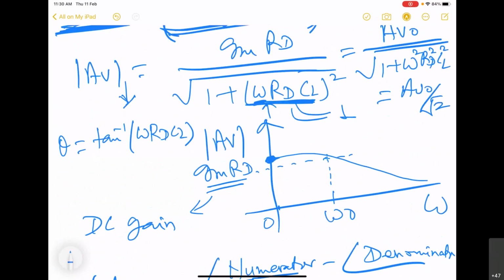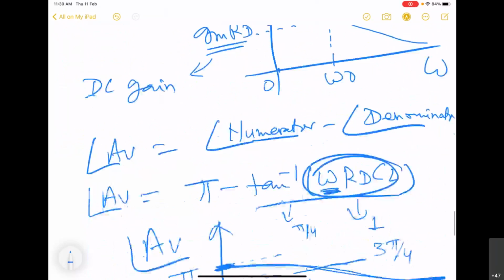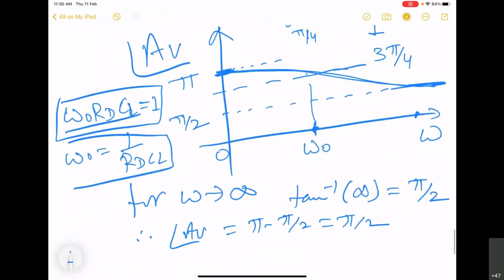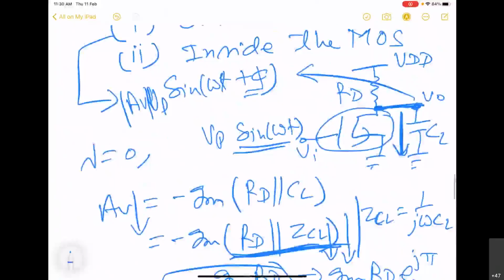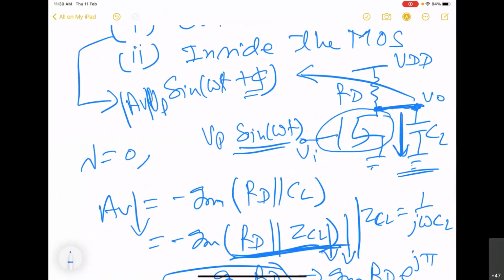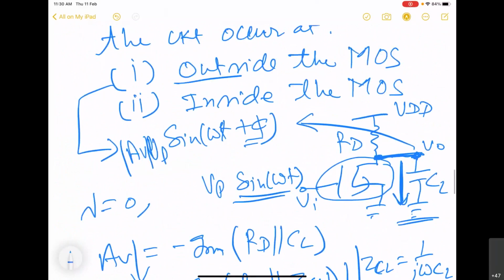So we will return to these frequency points and talk about them later on also, but just keep in mind these critical frequency points. So this is the frequency response of a common source amplifier which has a purely capacitive load. This is the example of an outside capacitor in the amplifier.